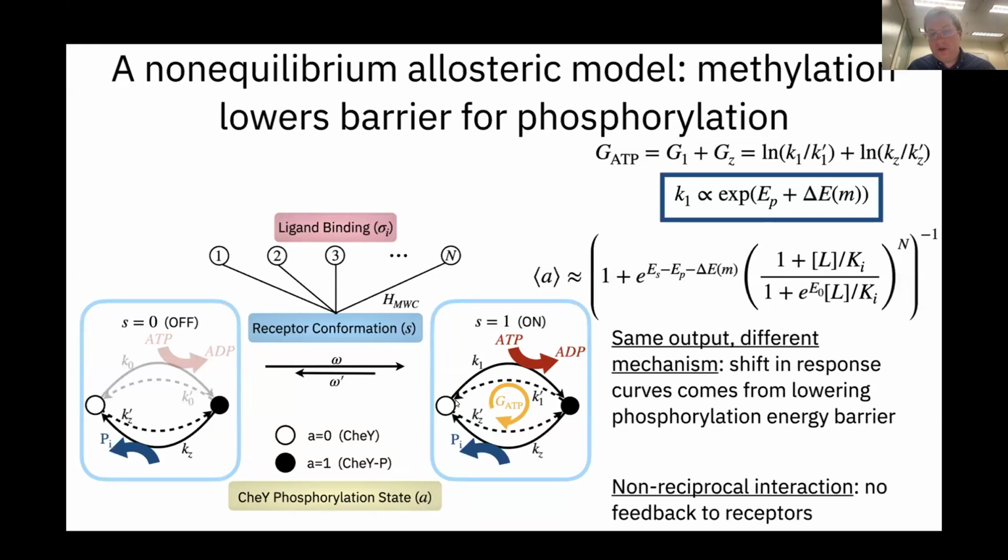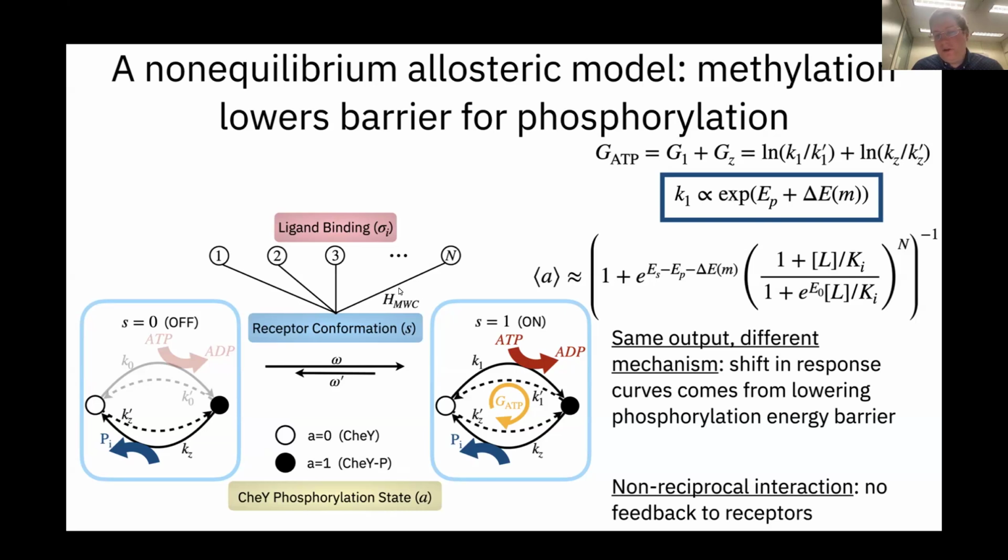When the receptors are on, they do this phosphorylation reaction. And both when they're on or off, the dephosphorylation is catalyzed by a different enzyme in solution. So that happens regardless. But what this gives us is non-equilibrium driving cycles that are involved in the signal propagation. The next question is, how does methylation come into this model?